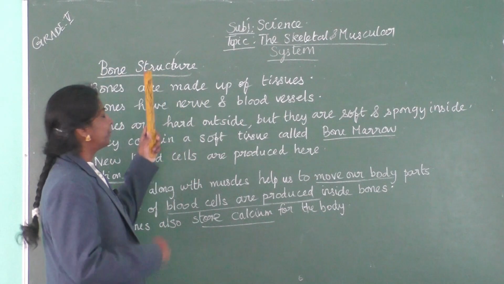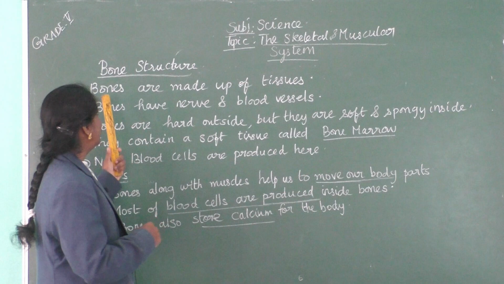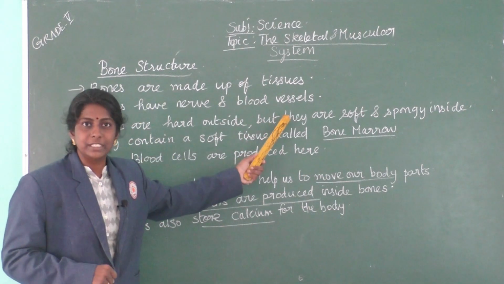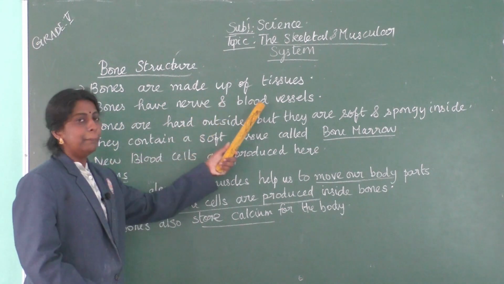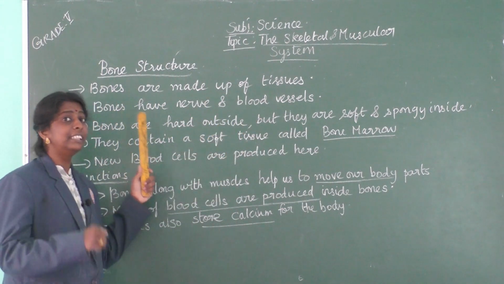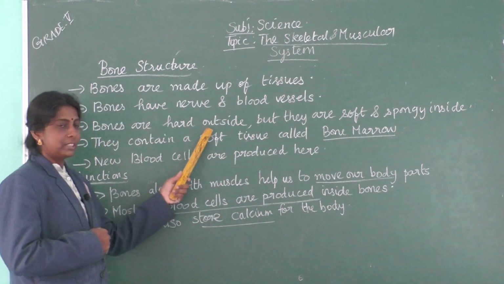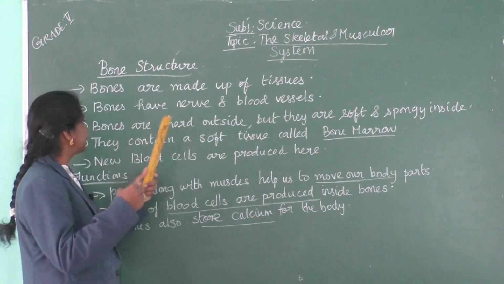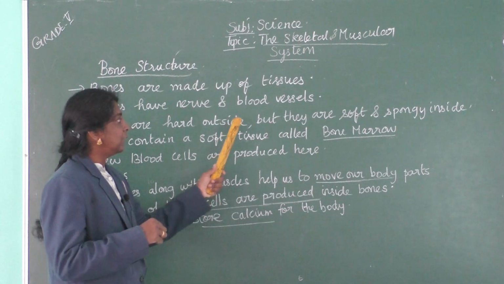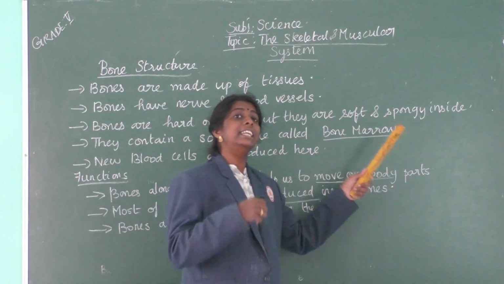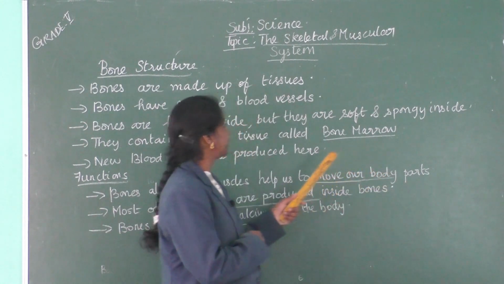About the bone. The skeleton is made up of bones. Bones are made up of tissues. Bones have nerves and blood vessels. Bones are hard outside, but they are soft and spongy inside.